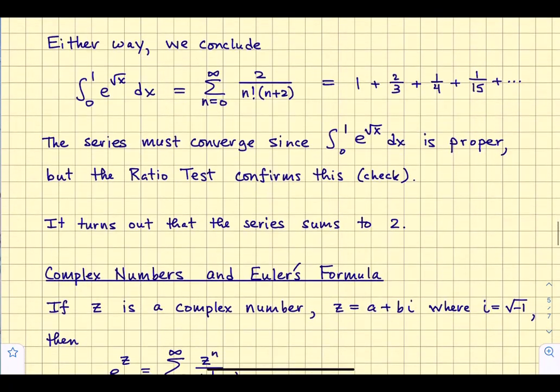Now either way, we can conclude that the value of this integral is equal to this sum, is equal to this numerical series expansion. Normally you would ask, does this numerical series converge or diverge? But this is a proper integral, so this must be a finite number. And if you wanted to put this to the test, as if you didn't know that, you could perform, say, the ratio test on this, and you would see that this converges. Also, you can check by looking at the sequence of partial sums that the series turns out to sum to 2.